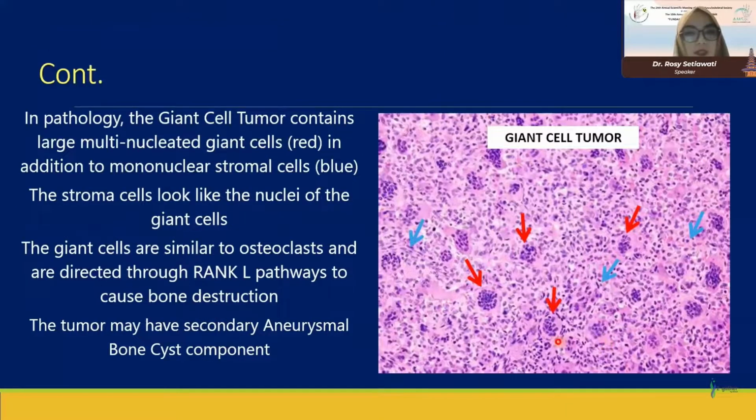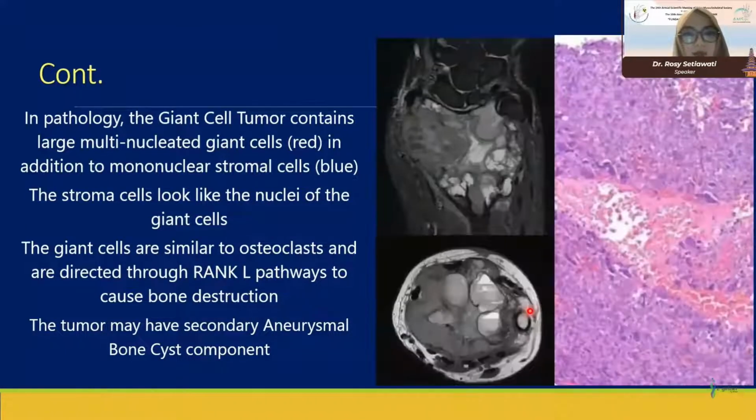In pathology, the giant cell tumor contains large multinucleated giant cells in addition to mononuclear stromal cells. The stromal cell nuclei look like the nuclei of the giant cells, and the tumor may have a secondary aneurysmal bone cyst and cystic aneurysmal component. So, a blood-filled cystic cavity lined with a thick membranous structure that comprises multinucleated giant cells and mononuclear cells.